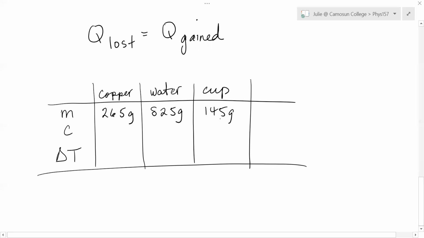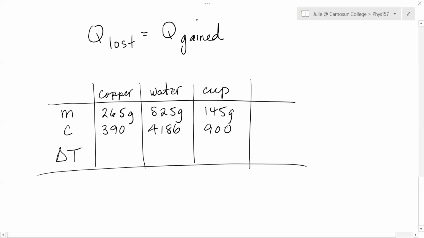Okay, specific heat capacities of all of these, you would have to be told. So for copper, it's 390. Now, as long as the units across the row are the same, it doesn't matter what they are, because they will all cancel. So this is joule per kilogram degree Celsius. I'm not going to write that out, though. The water, 4186, specific heat capacity, and the aluminum cup, 900.